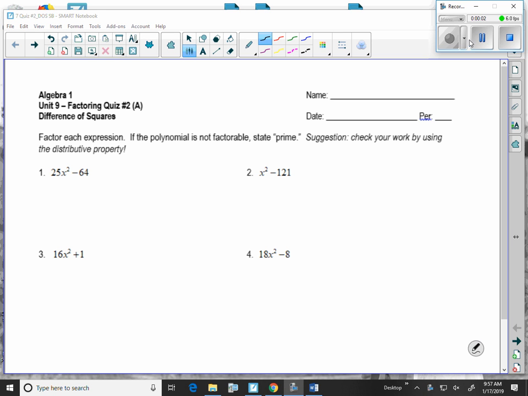Okay, this is quiz A. If you look at the top right here, it should say A on your quiz. If it says B, please go to the other video. This is difference of squares.